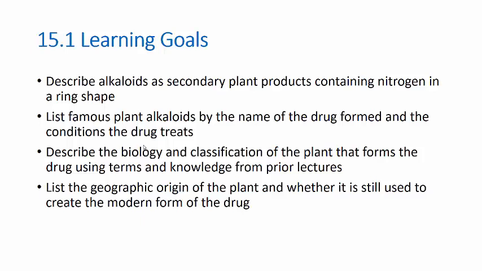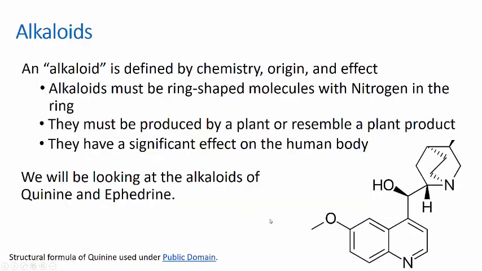So they're going to be ring shapes with a nitrogen. We're going to pick a couple of them, and we're going to list them by the drug that they form and the conditions that the drug treats. Then we're going to focus on the plant. So we'll be moving back and forth between the drug produced and the plant producing it. And then we're going to use some terms from prior lectures, like talking about the type of flower it has and its relatedness. And then we'll also make sure to look at the geographic origin, and we'll look at the modern plant, the modern drug, and determine whether or not the plant is still the primary source of the drug, or are we synthesizing it from scratch.